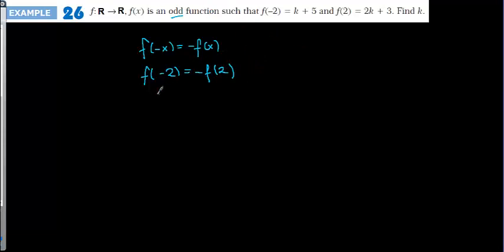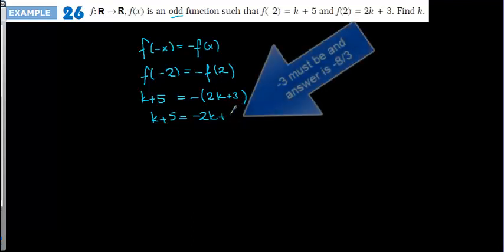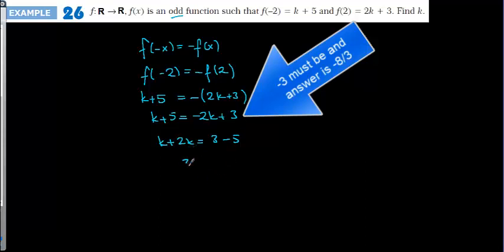So k plus 5 is going to be equal to minus 2k plus 3. The logic of the question is this one. K plus 5 is equal to minus 2k plus 3. K plus 2k is equal to 3 minus 5. 3k is equal to minus 2. K is equal to minus 2 over 3.